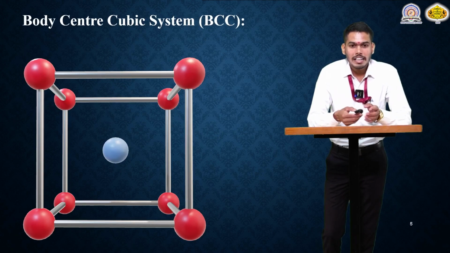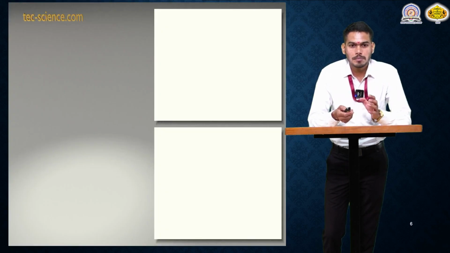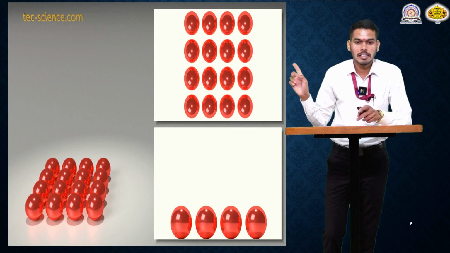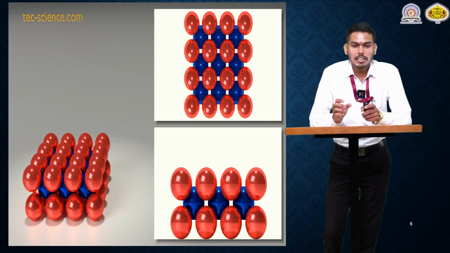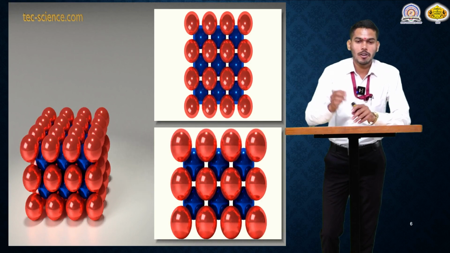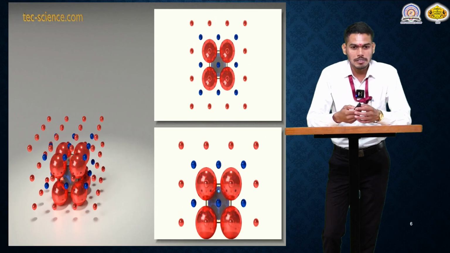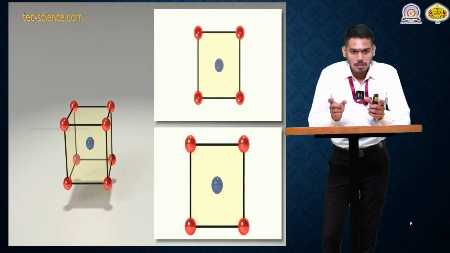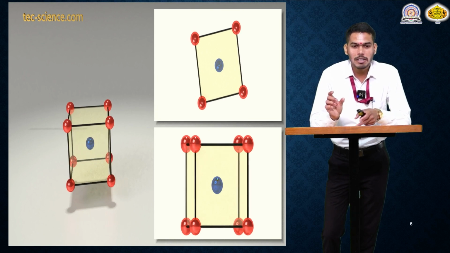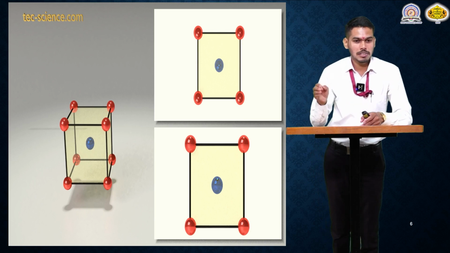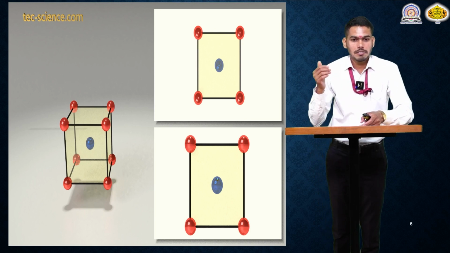Diagrammatically, if we arrange those atoms properly, this is what is seen in this video. The red atoms and the blue atoms are stacked on each other, and they form a crystal system. The red atoms are at each corner of the cubic system, and the blue atom is inside it. So this is a body-centered cubic system.